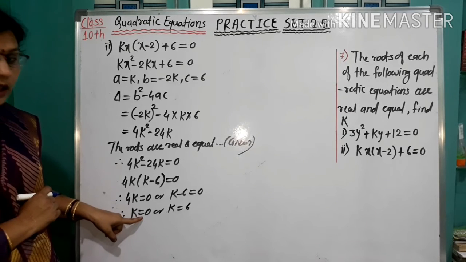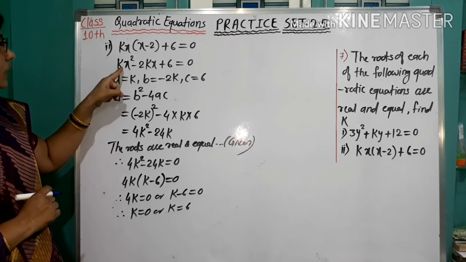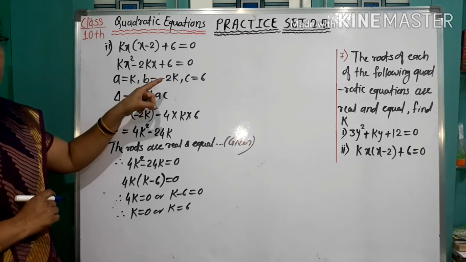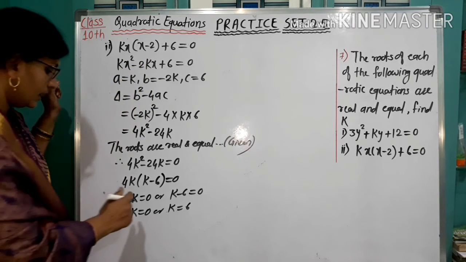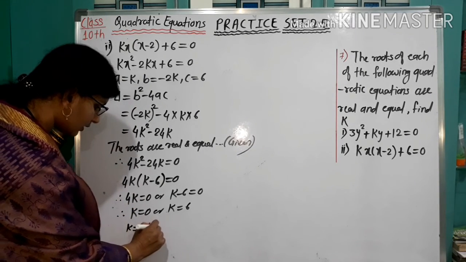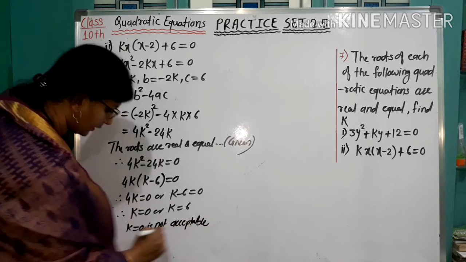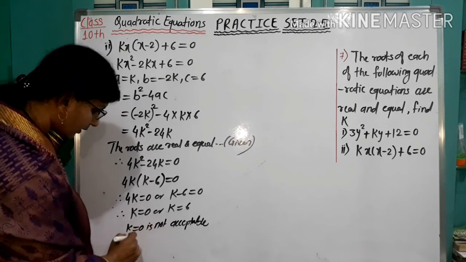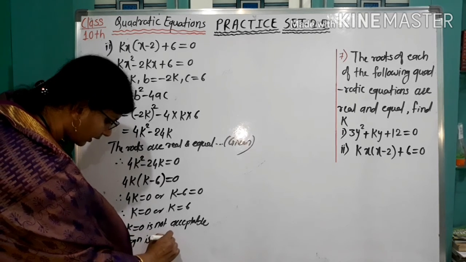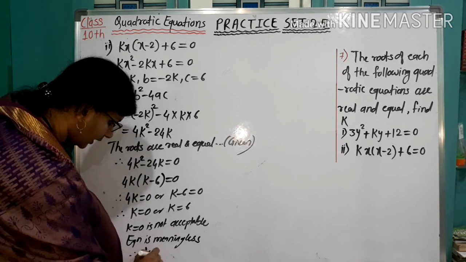Observe here, if k equal to 0, this term becomes 0. Therefore, this is not an equation. It is not a quadratic equation. Therefore, k equal to 0 is not acceptable, because the equation becomes meaningless. Therefore, the value of k is 6.